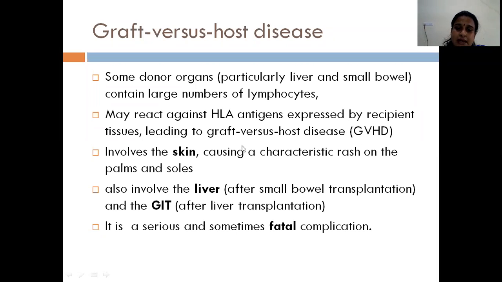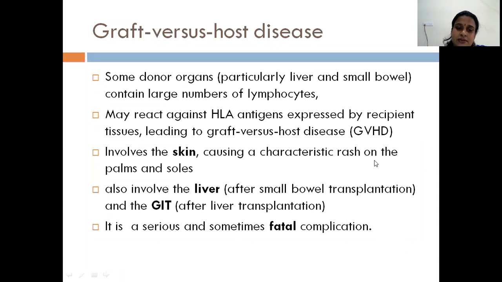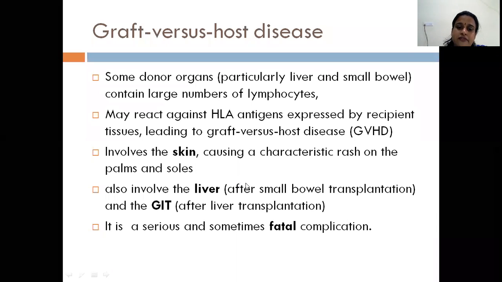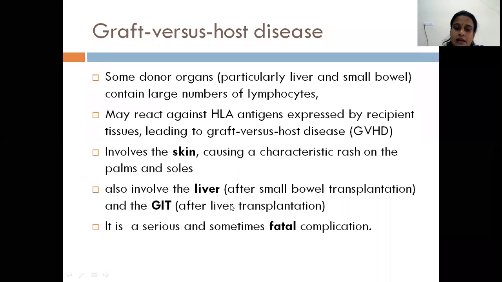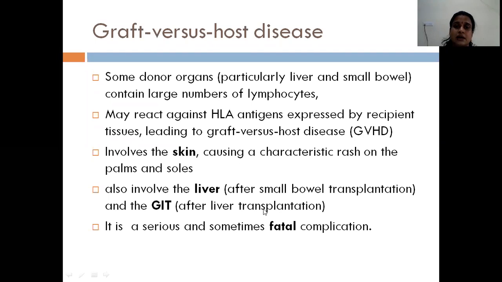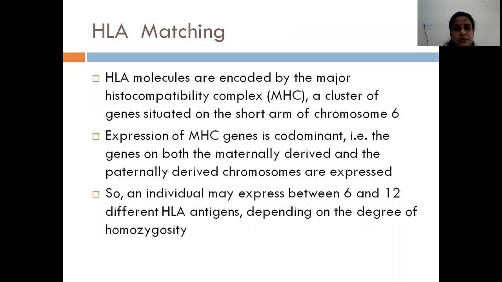It involves the skin most of the times, all of the times. It has a characteristic rash on the palms and soles. If it is a small bowel transplantation, then it will involve the liver also. And if it is a liver transplantation, symptoms of the GIT are manifested. It is a serious and fatal complication of organ transplantation, graft versus host disease. Hence, it is very important for us to match the antigens before transplantation as far as possible.